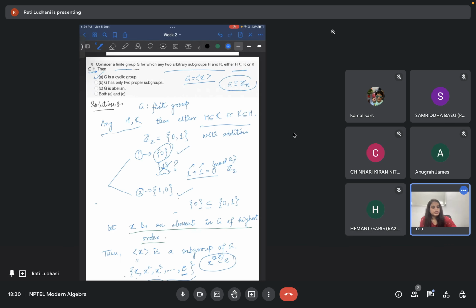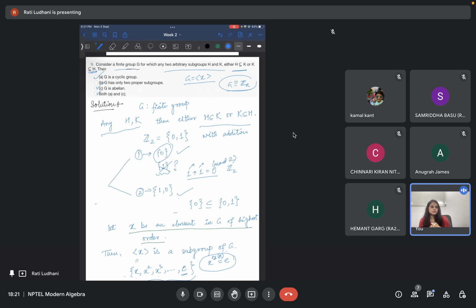Okay. Second one, G has only two proper subgroups. Let's come to this part a bit later. G is abelian? Abelian or not? Yes, G is abelian. Very good, because all cyclic groups are abelian. So both A and C are true.